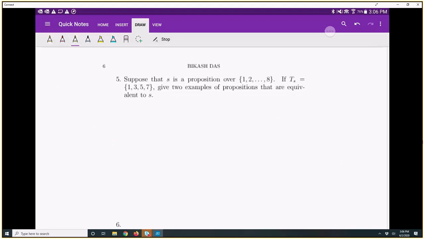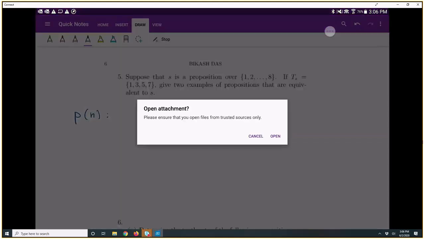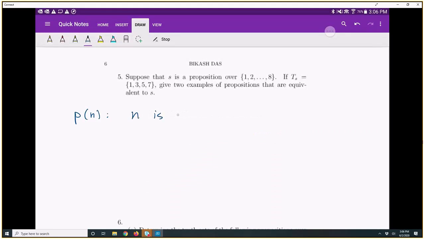All right. Next, suppose that S is a proposition over the set 1, 2, all the way up to 8. If the truth set of S is 1, 3, 5, 7, give 2 examples of propositions that are equivalent to S. So the first thing that comes to mind, 1, 3, 5, and 7 are the odd numbers in the set 1 up to 8. So we could say n is odd.